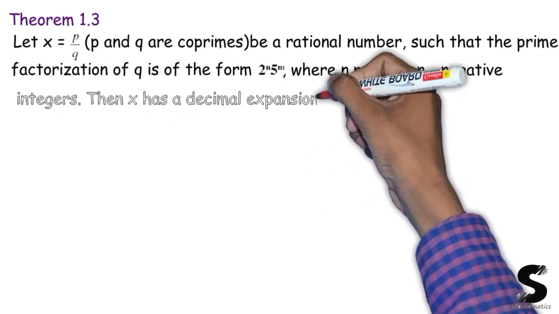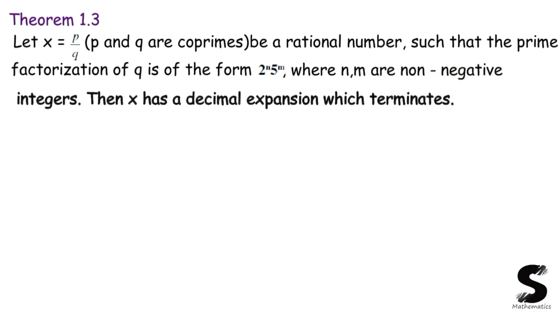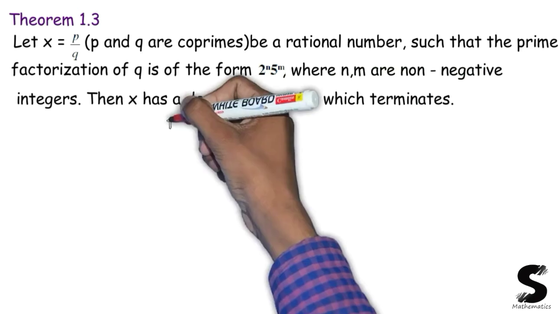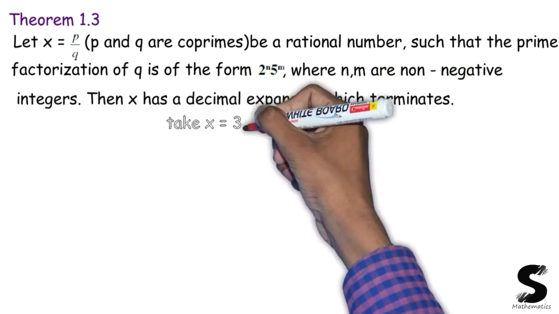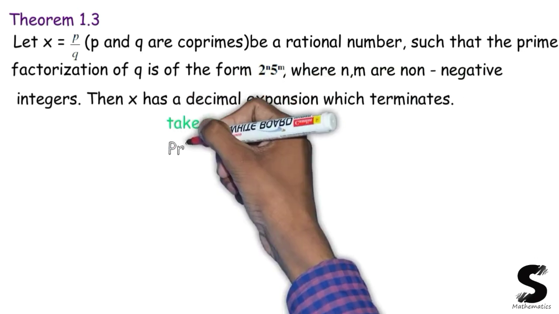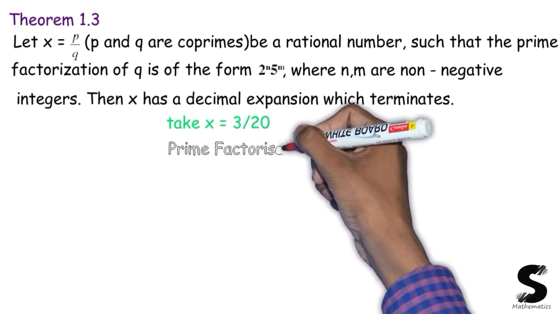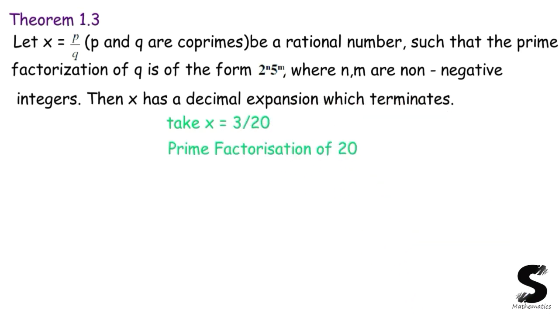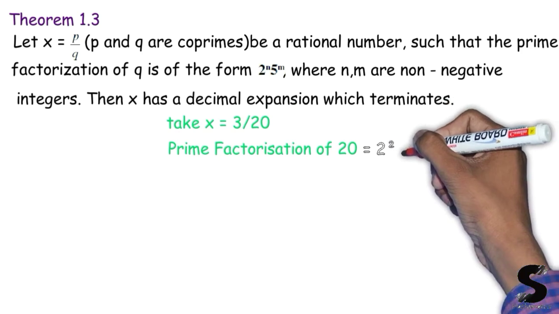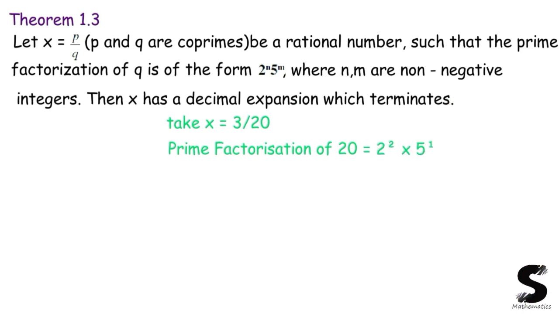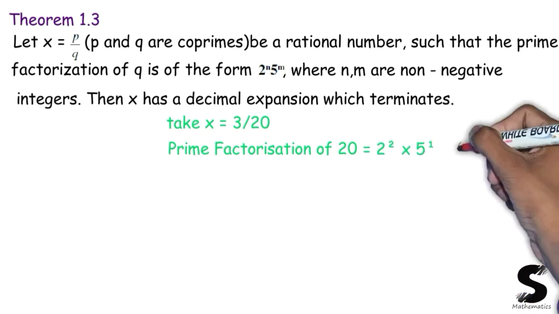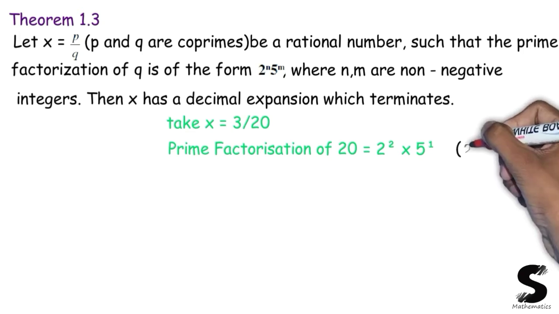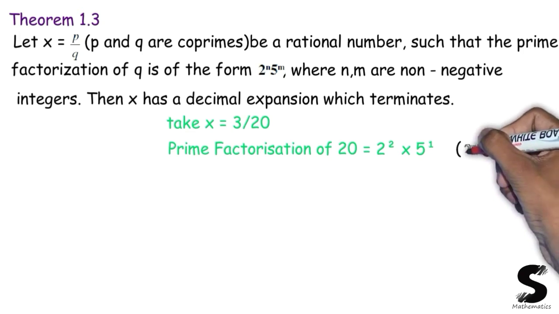Then x has a decimal expansion which terminates. Let's understand the statement through an example. Take a rational number x is equal to 3 by 20. Prime factorization of 20 is equal to 2 square into 5 power 1, which is in the form of 2 power n into 5 power m.